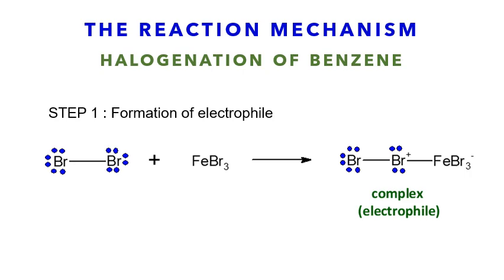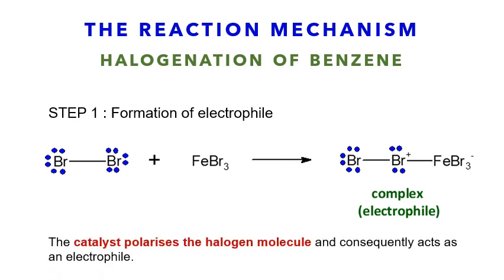The first step, we have to show the formation of the electrophile. The reagent used in this reaction is the bromine molecule, in the presence of the Lewis acid catalyst FeBr3. So the electron pair from the bromine atom will attack the ferrum, which is electron deficient, forming a single bond between the bromine atom and the ferrum.